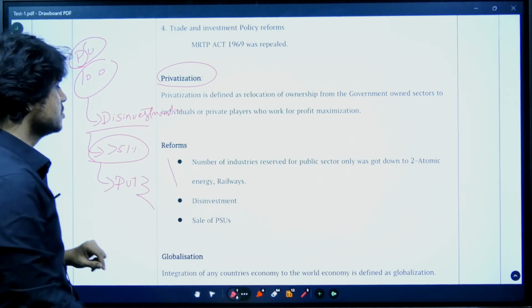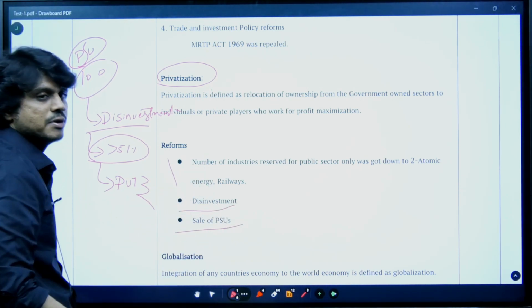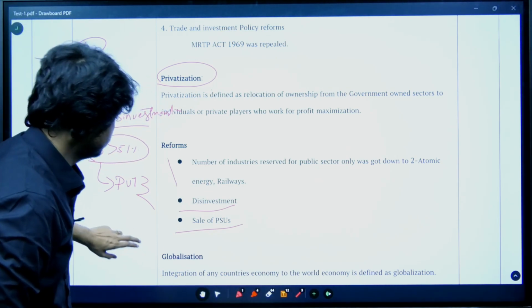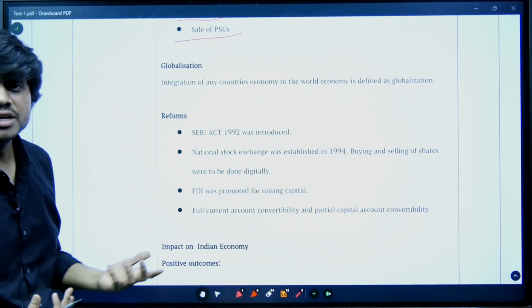Okay, then apart from this, what kind of reforms? Disinvestments are happening and the sale of PSUs is happening, which you can see even today. Then globalization. What is globalization? Globalization means nothing but the integration of the economies.